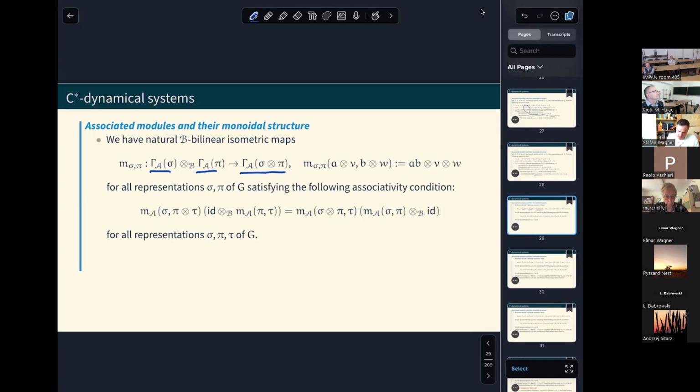How do you do this? Well, you take A tensor V, B tensor W, and then you just take the multiplication in the first leg here. And then you will end up in the right space. And now you have this for all representations sigma and rho of G, and then you can match them together, and then it satisfies this associativity condition.